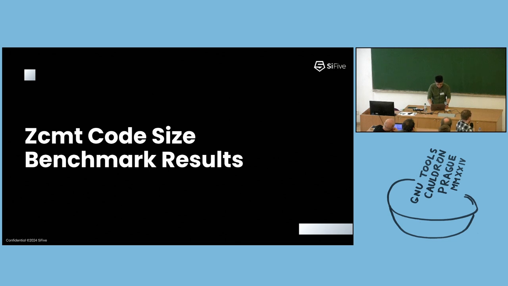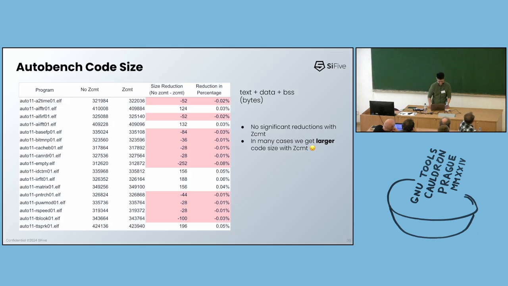Okay, and now we can have some interesting benchmark results. We use AutoBench here, and we have many different programs in the AutoBench. This column is the code size without ZCMT, and this is the code size with ZCMT. So we would expect that this column is smaller than this column. And this is the difference between no ZCMT and ZCMT.